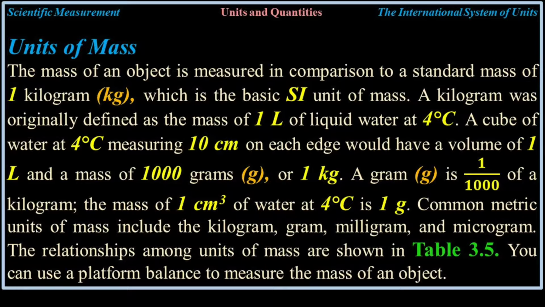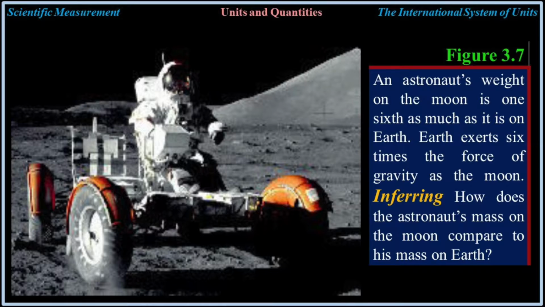Common metric units of mass include the kilogram, gram, milligram, and microgram. The relationships among units of mass are shown in Table 3.5. You can use a platform balance to measure the mass of an object. An astronaut's weight on the moon is 1/6 as much as it is on Earth. Earth exerts 6 times the force of gravity as the moon. Inferring, how does the astronaut's mass on the moon compare to his mass on Earth?